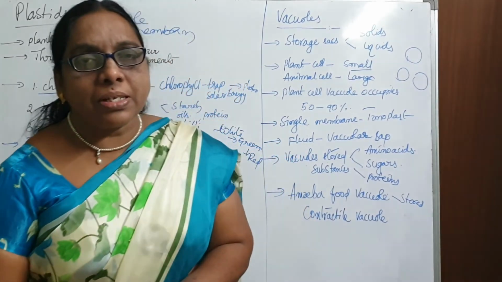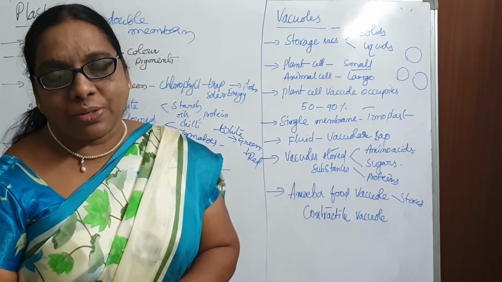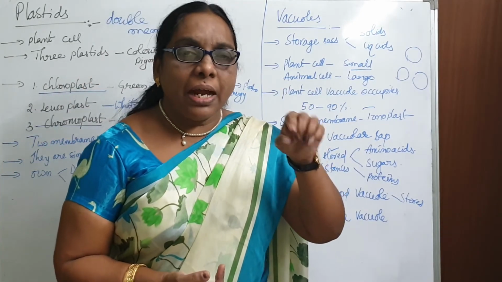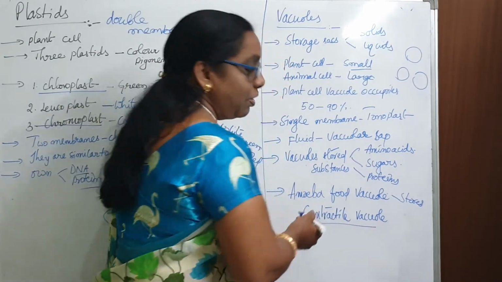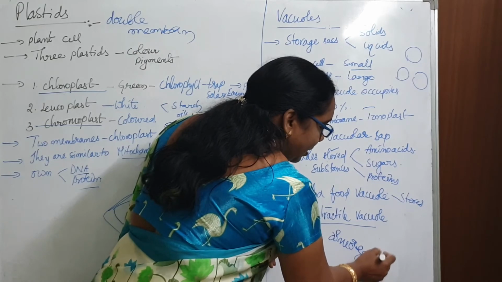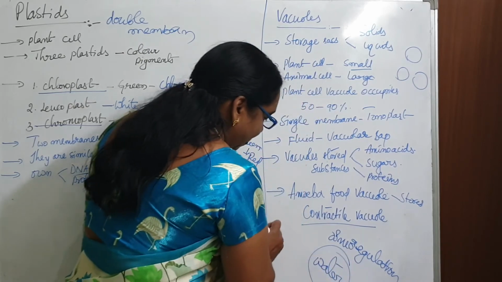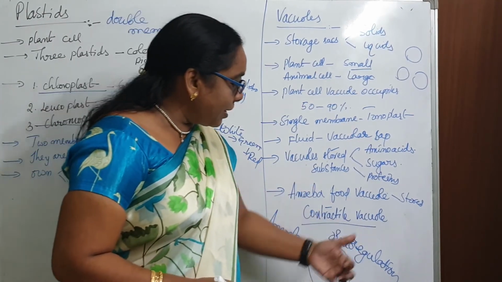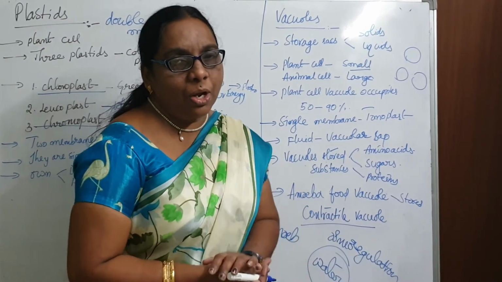Coming to single-celled animals like amoeba, it has two different types of vacuoles. One is the food vacuole. Whenever prey enters, it immediately forms a food vacuole and stores the food inside. The second type is the contractile vacuole. Its main function is osmoregulation. What is osmoregulation? It helps to check the level of water. Amoeba is an aquatic organism that continuously lives in water. With the help of the contractile vacuole, it checks its water level. That process is called osmoregulation.